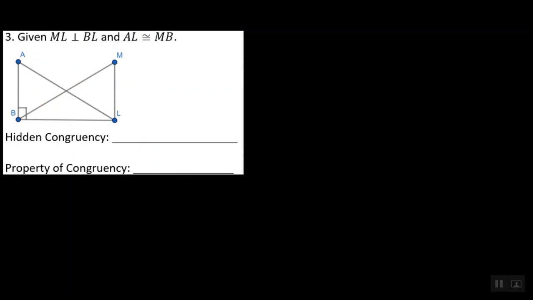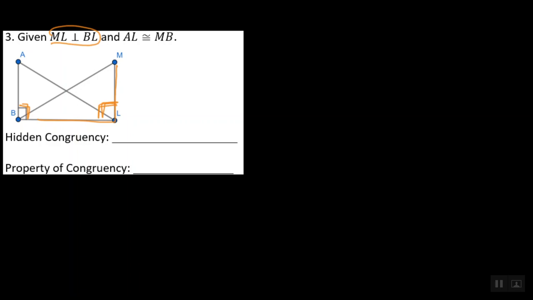Okay, this one's tricky because of the way that it's overlapping. And so sometimes students get a little bit hung up here. So let's go through the information. Let's see what we have. It says given ML is perpendicular to BL. Well, here's ML and here is BL. And perpendicular means that we want to put our right angle box. So right off the bat, I see a right angle box there, and I see a right angle box there.